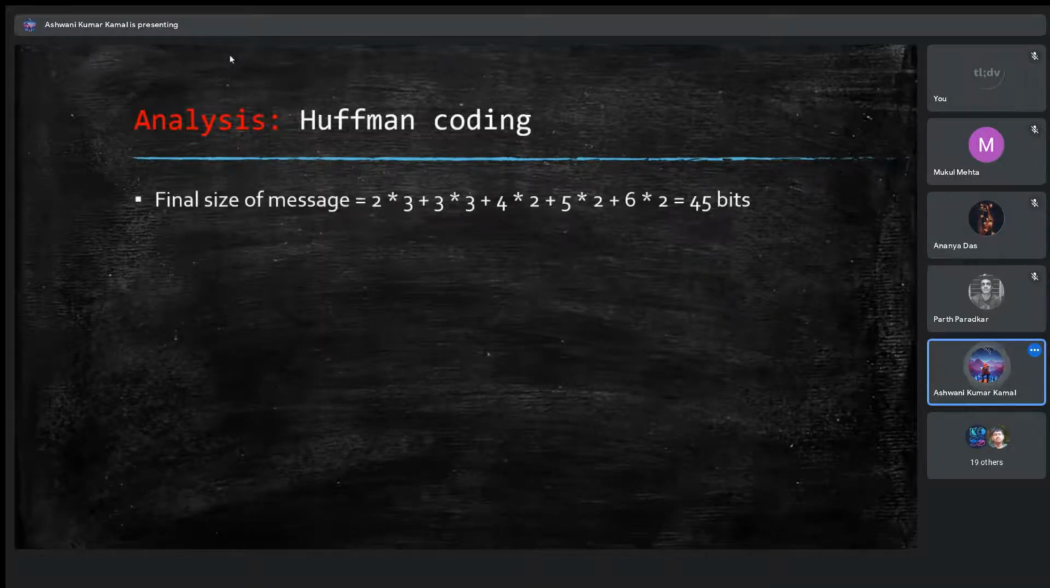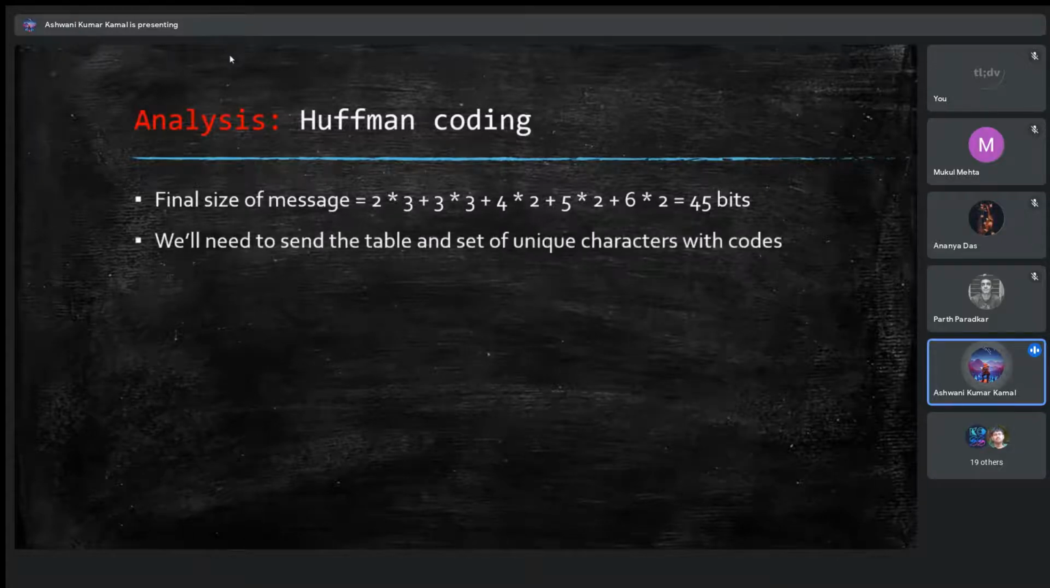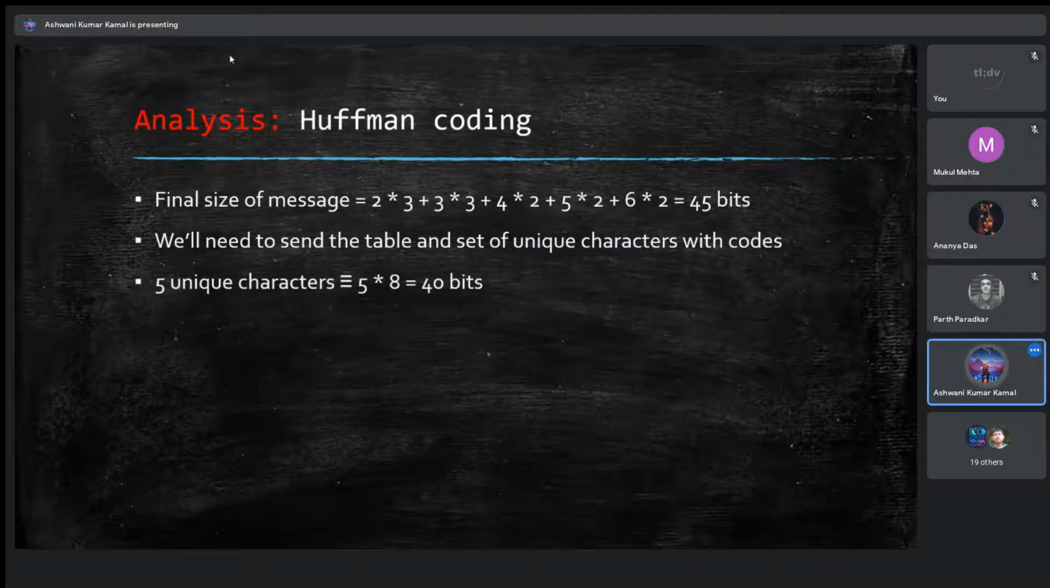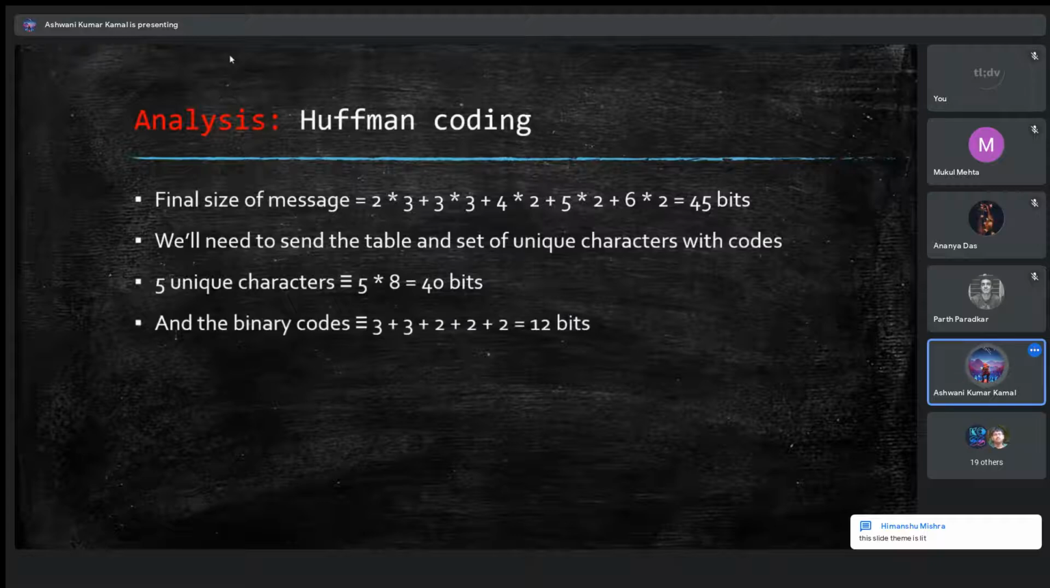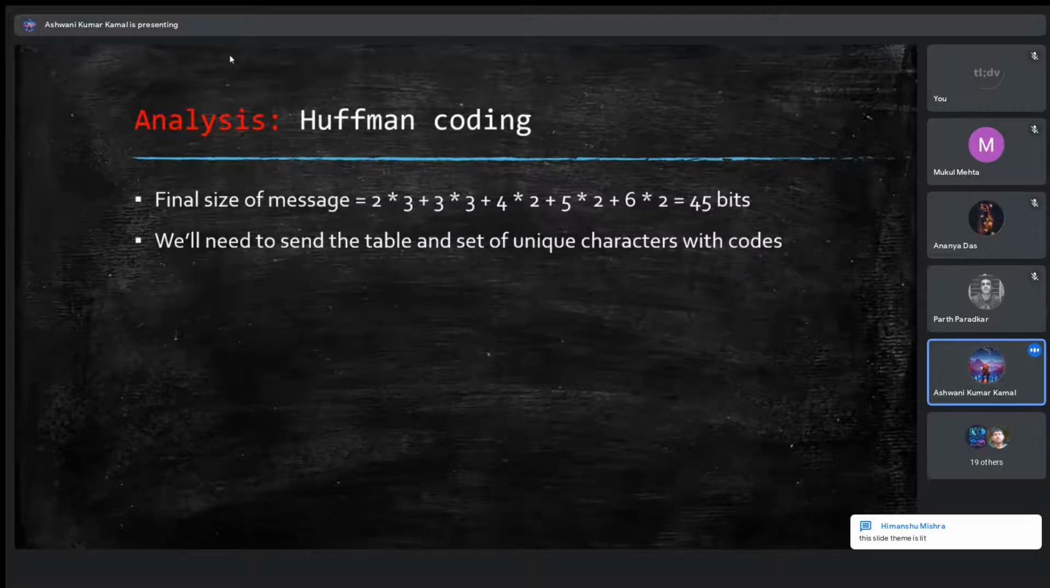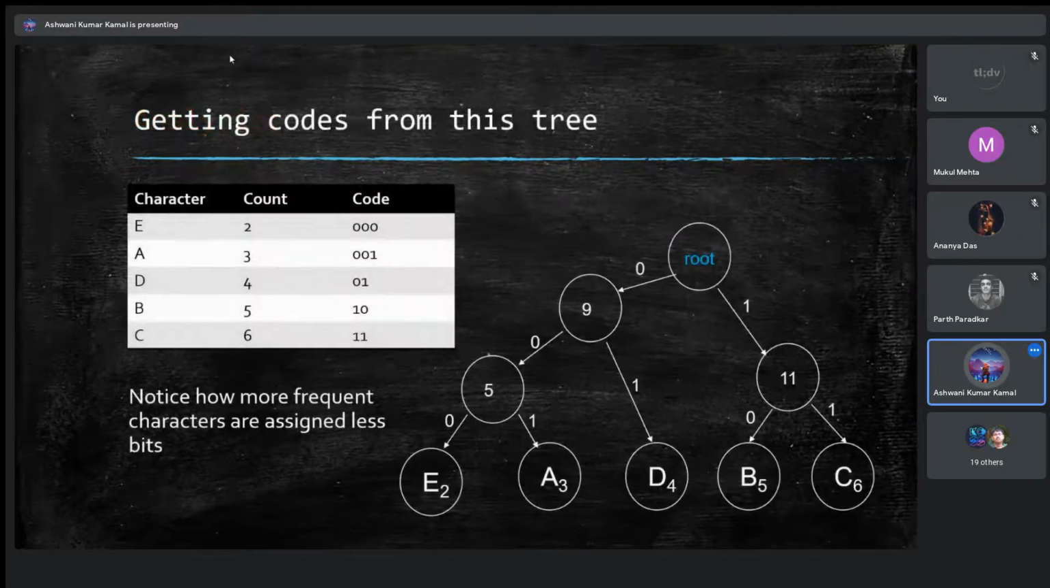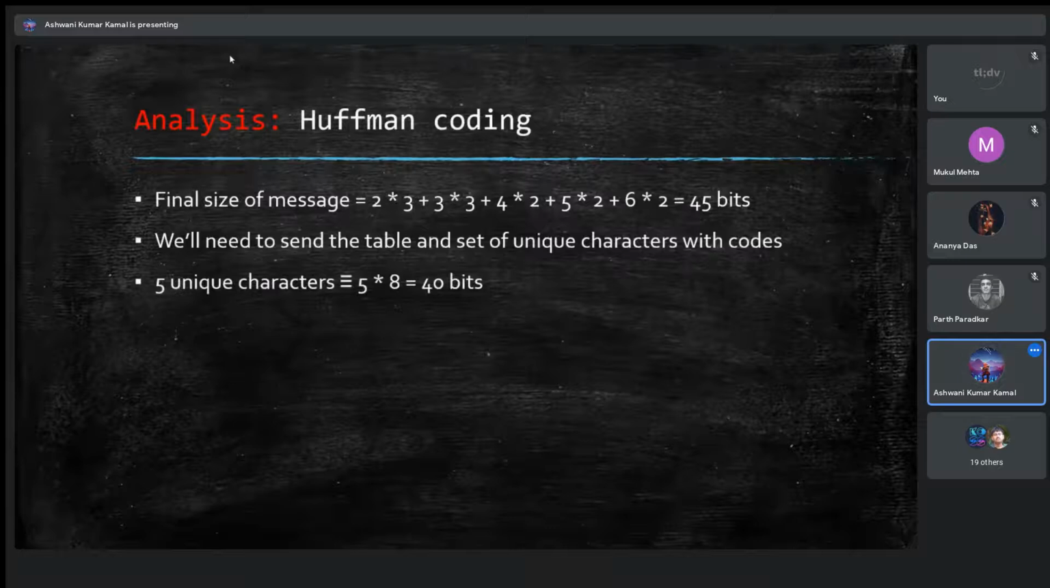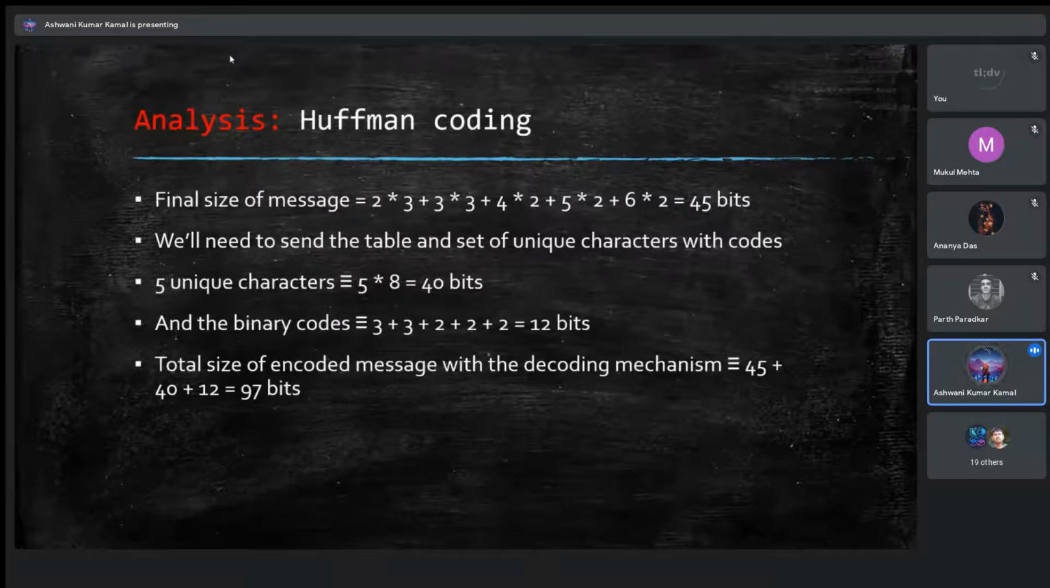The final size of the message, you can calculate it afterwards, will turn out to be 45 bits, and we'll need to send either the table or the binary tree along with the unique characters, of course. We were using 5 unique characters, so that accounts for 40 bits, and the final binary codes which we devised in the last step take up 12 bits.